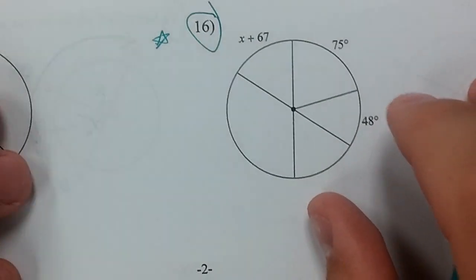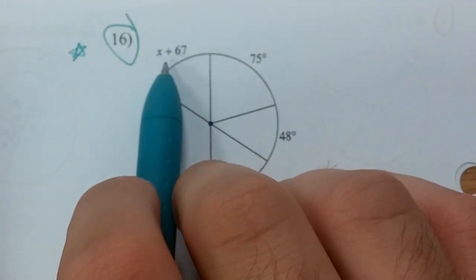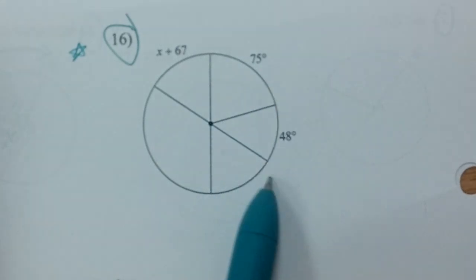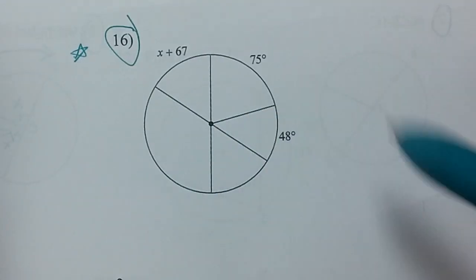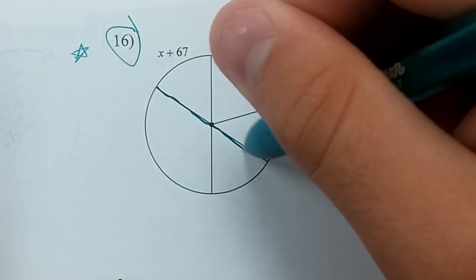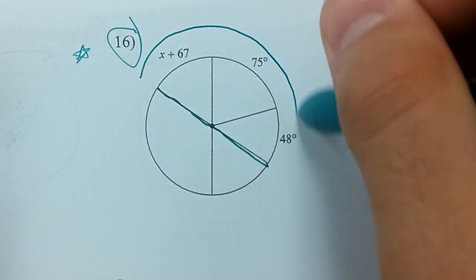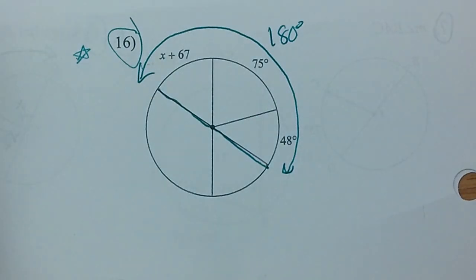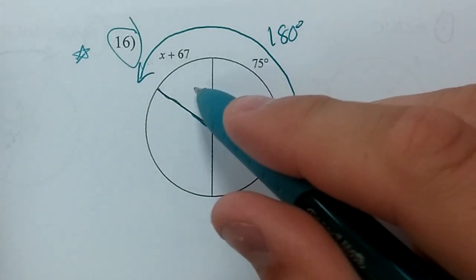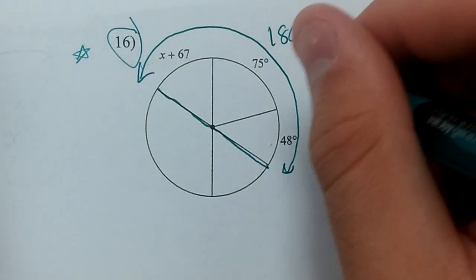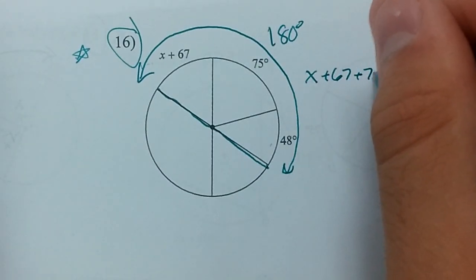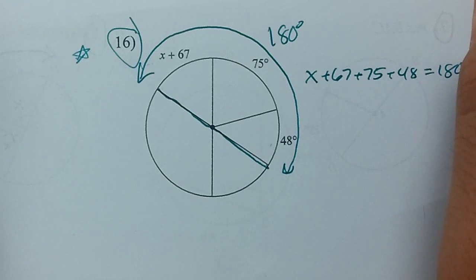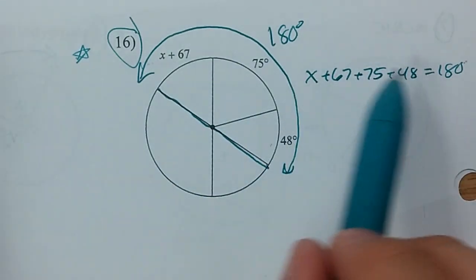Look at another example. Number 16 in this case, we have x plus 67 for this arc. We have 75 degrees for this arc, and then 48 degrees for this arc. Again, right here, a diameter is going to cut the circle in half, making this entire arc 180 degrees, the semicircle. These three pieces add up to 180. So x plus 67 plus 75 plus 48 equals 180. Because I know all three pieces, I can set up the equation just like that.